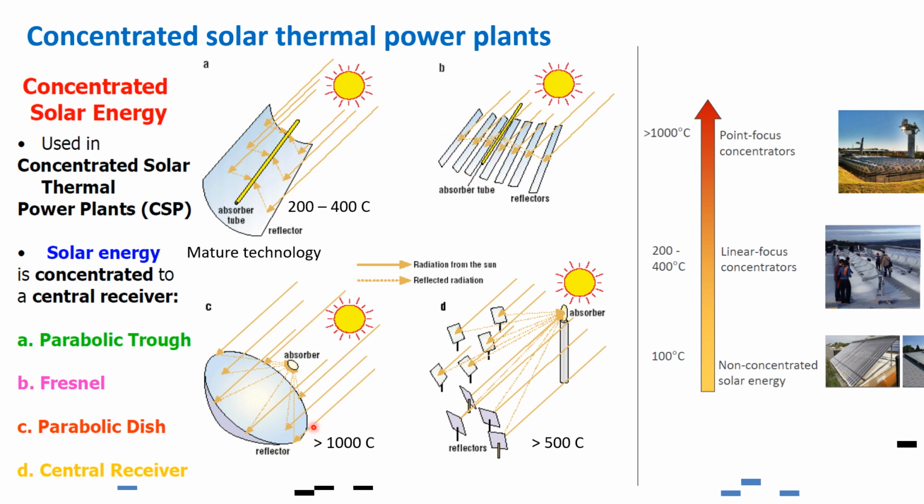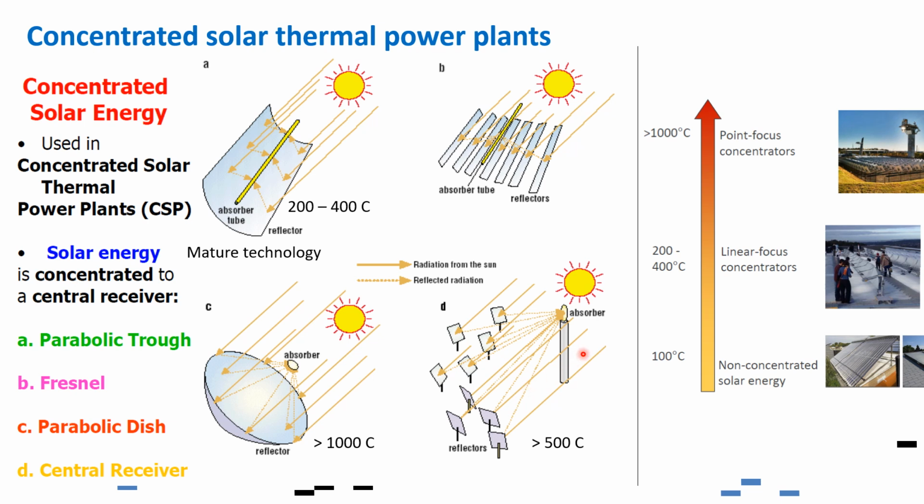The other one is the parabolic dish. This is a dish type, and we have a small absorber at the center. The absorber could contain some gas that is heated up by the sunlight, and this gas will power a Stirling engine, which will produce electricity. This is not mostly used for commercial purposes.